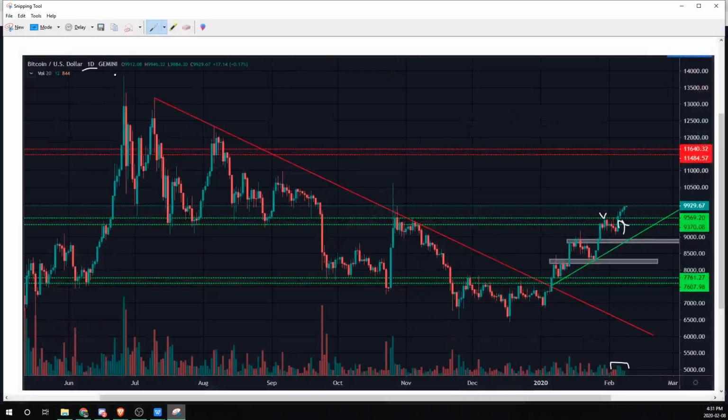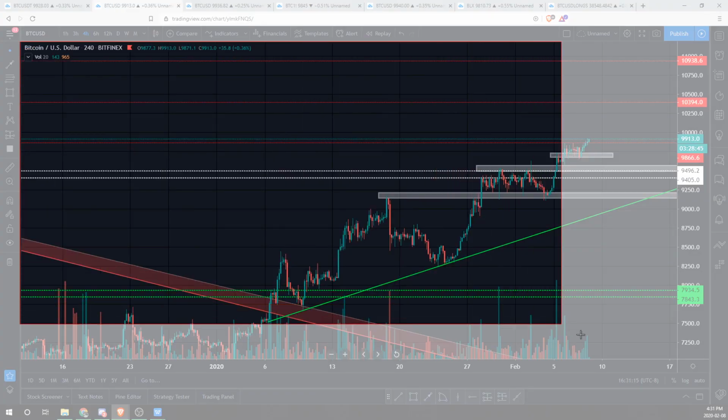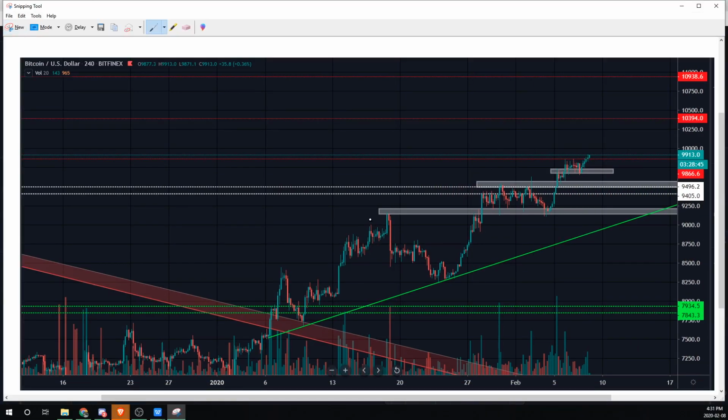So let's get this picture right here. So this was the cup and handle where we had the cup, and then this was the handle where we see the support get held 1, 2, 3, 4 times, with the 4th time really holding that support, really showing us that the bulls are not going to let it go down.